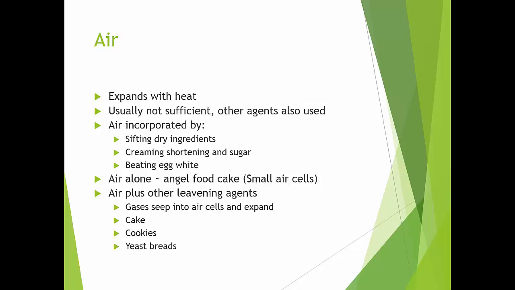So air alone, the only product that you can really do that with is angel food cake. And we're going to make angel food cake in the lab, and you'll see that air is the only source of leavening for that product. It consists of creating many, many small air cells through the whipping of egg whites. But then you also have air plus other leavening agents, so that the gases seep into the air cells and expand them. And this is the way that we leaven some cakes and cookies and yeast breads.